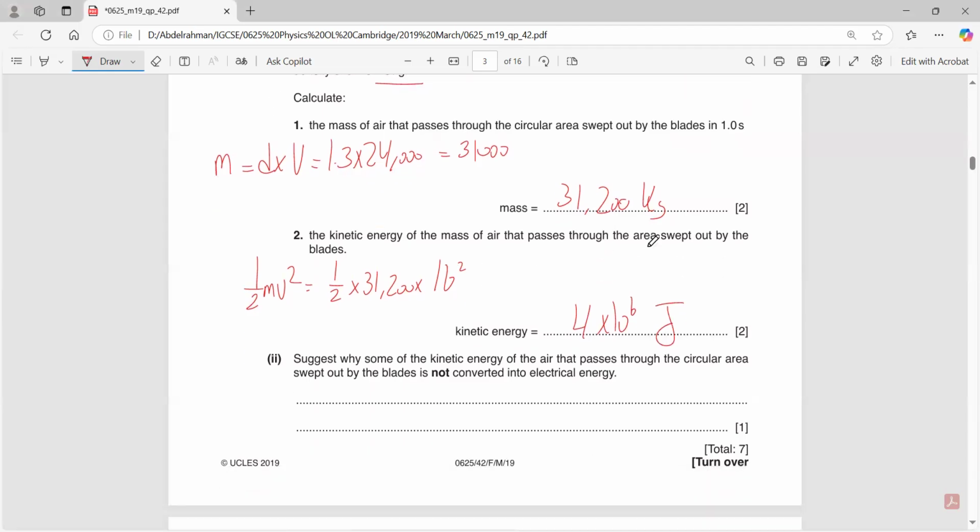Suggest why some of the kinetic energy that passes through the circular area is not converted into electrical energy. Again, you'd say that some of the energy is lost to the surroundings due to friction.